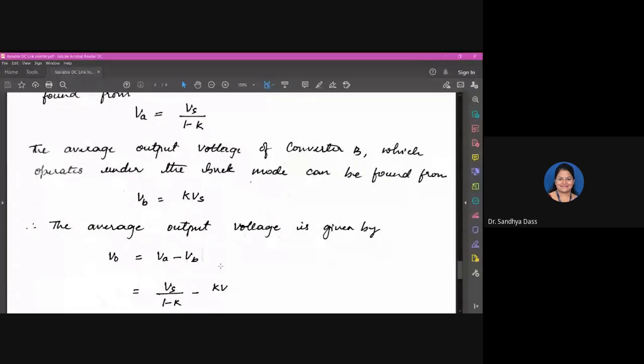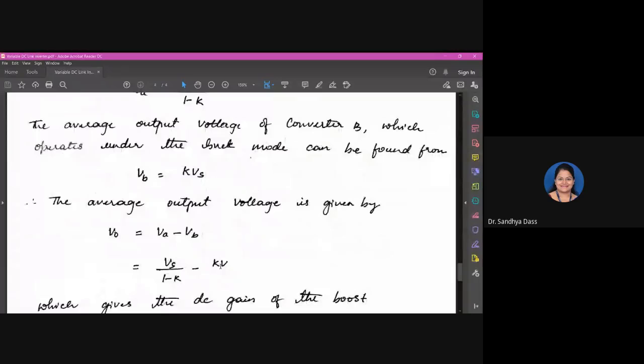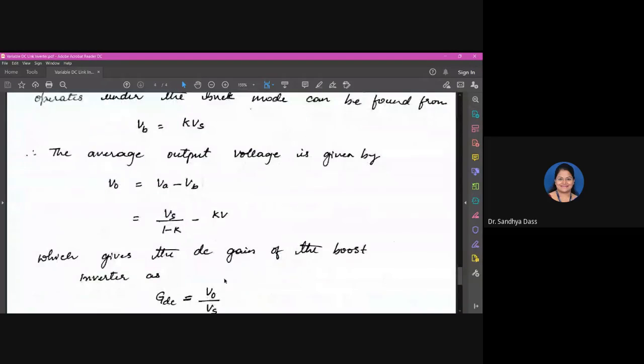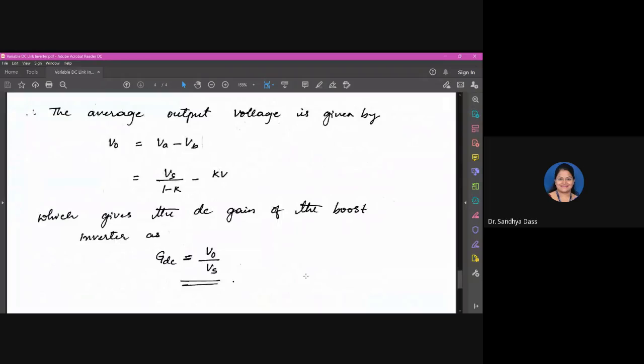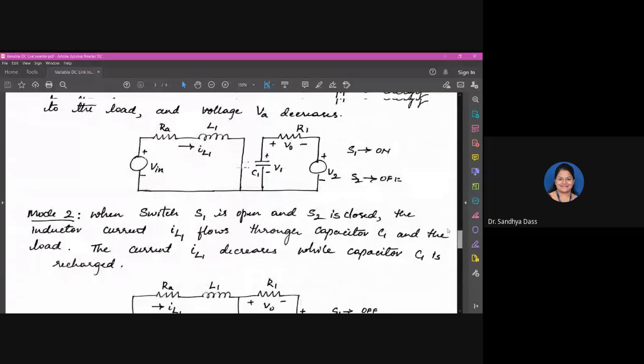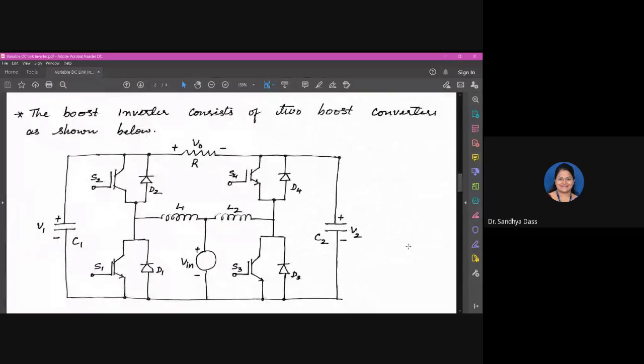So which will be Vs by 1 minus K minus K Vs. This should be Vs, right? So obviously, which will be giving the DC gain of the boost inverter. The gain of the boost inverter, we know that it is given by output by input. So I'll go back to the circuit. So this is your boost inverter with two boost converters.